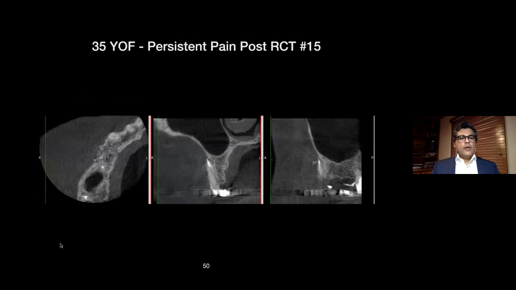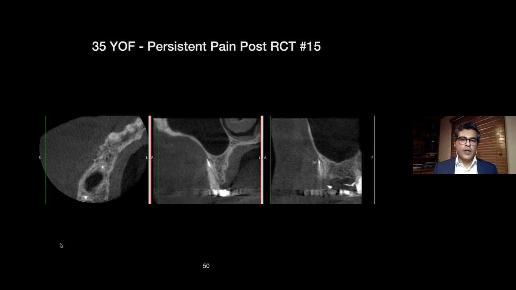All right, so another example of a 35-year-old female, persistent pain post RCT in number 15. If you look at these three images, number 15, there is some extrusion of root filling, but that's not that significant so as to cause pain. Well, it can, but it doesn't make sense that it may be causing pain.